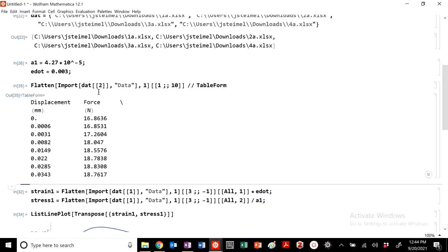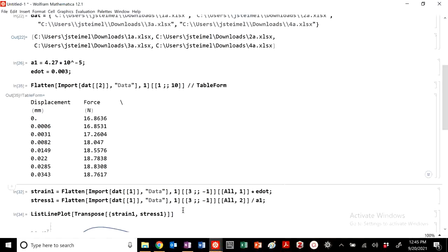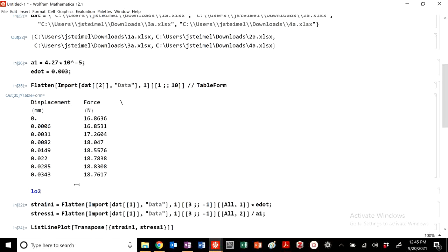So that 2. So now I have displacement. So it is telling me that my original length is 4 inches. So my L naught for data 2, so L naught 2 is equal to 4 inches. So 4 times 0.0254 to convert it to meters. Let me double check that, but I'm pretty certain of that conversion factor. Inch to meters, 0.0254. Yep. So that's my L naught.